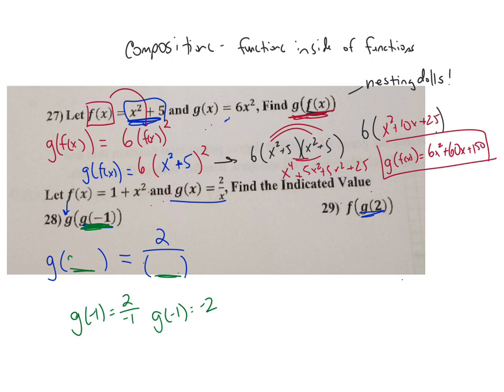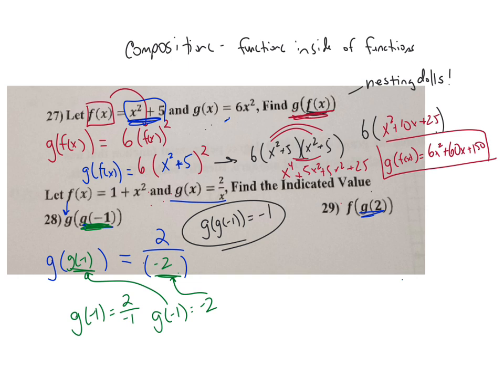So what I'm going to do is put g of negative 1 on this side. I'm going to put negative 2 on that side. So g of negative 1 is going to be 2 over negative 2, which is negative 1. That's it. We're done. So that's just, I think, the easiest way to think of it.